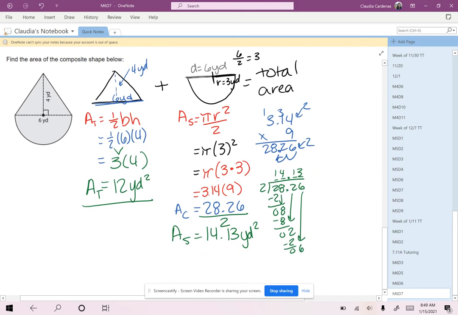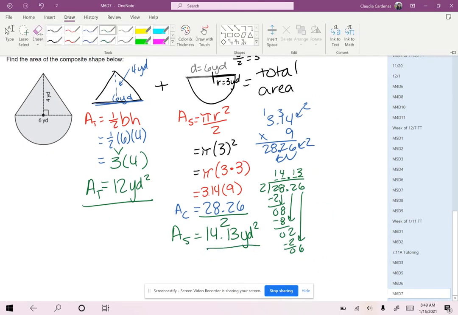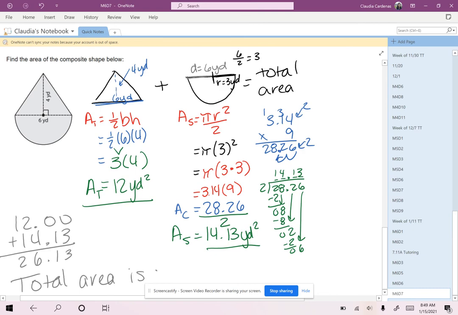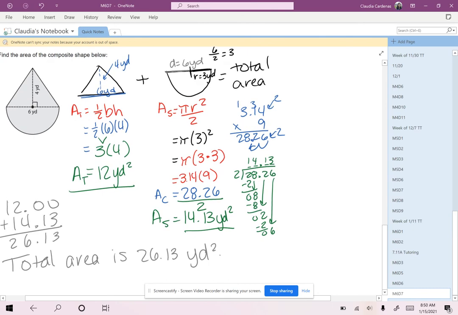So I'm going to zoom out a little bit. Because we still don't have the total area, we now need to add these pieces together, these shapes. And I see that the total area is 26.13 yards squared. So let's stamp one more time.